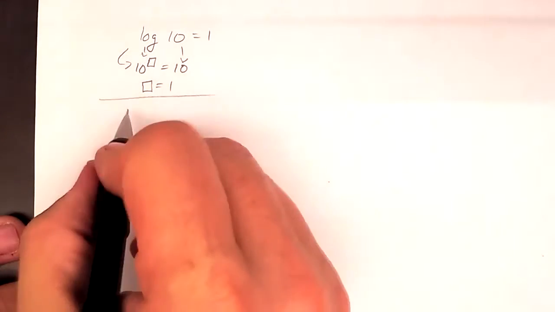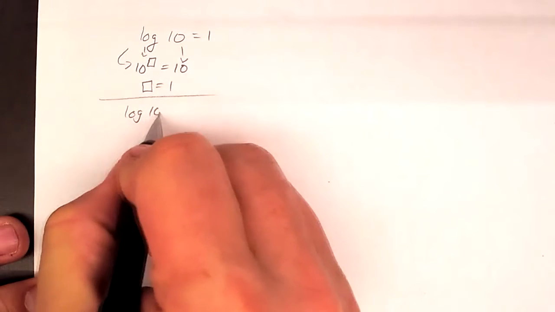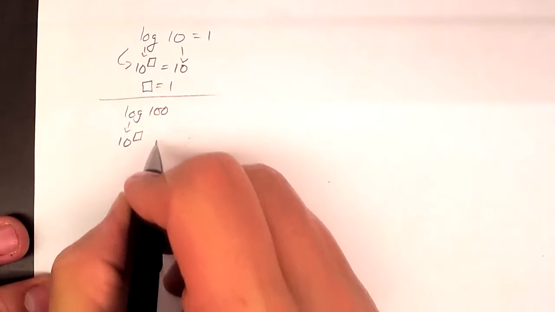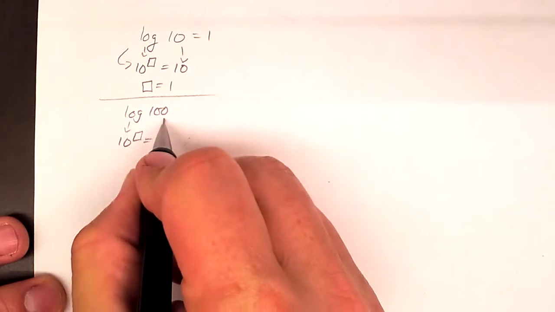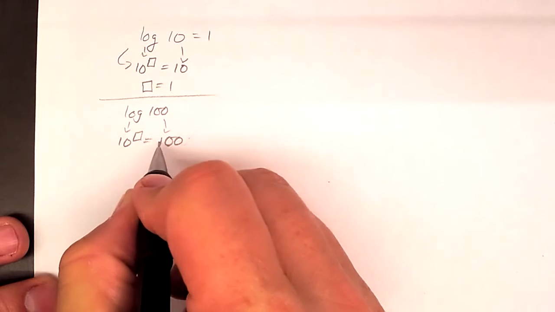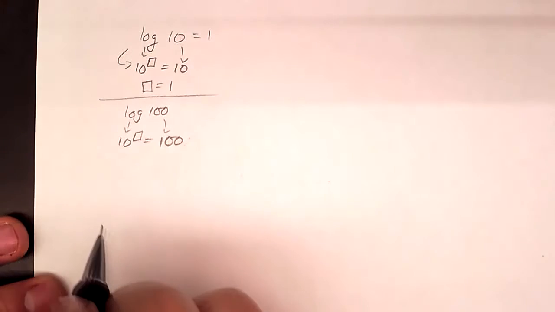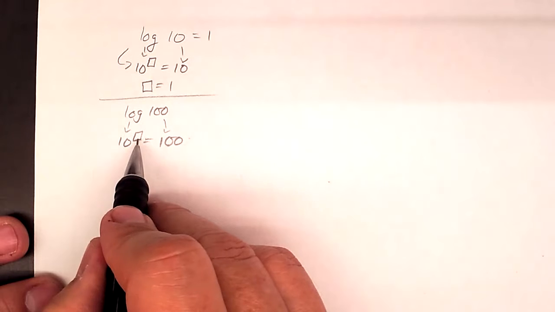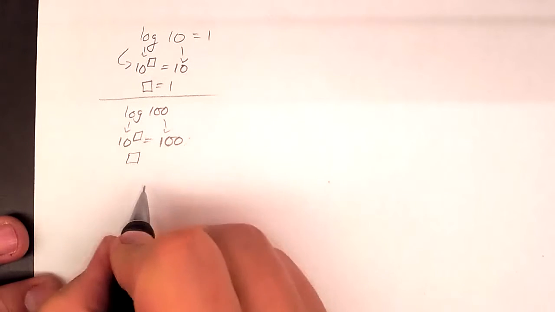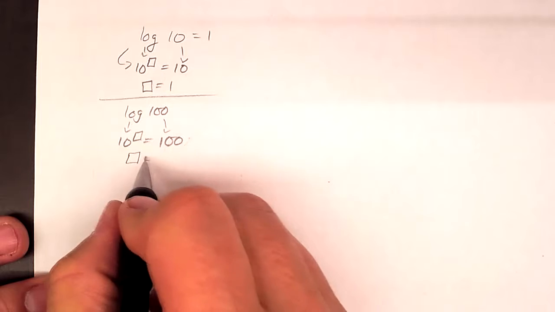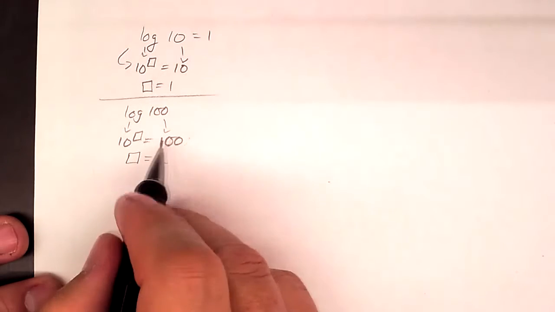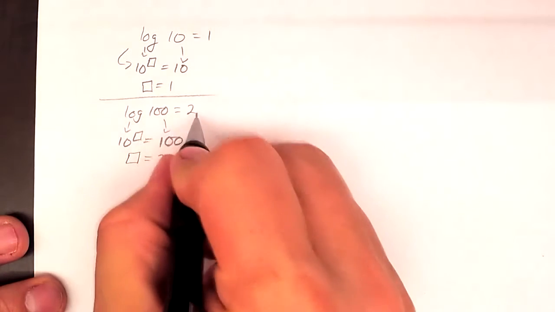So let's do another one. Log of 100 means 10 to the what power will get you this number. Sometimes kids shout out 10, but that's 10 times 10. We're using the power of the exponent. So what's in the box? What's the exponent on 10 that will get you 100? The box is 2. So log of 100 is 2.